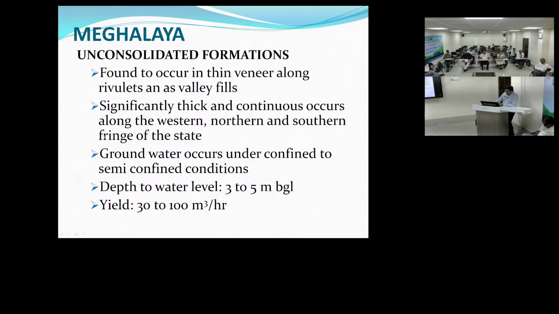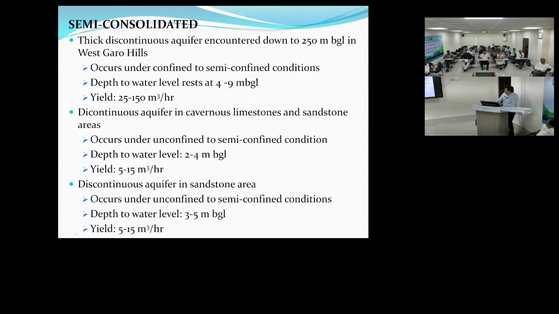So now coming to Meghalaya, the unconsolidated formation is found as a thin vein along the rivulets and the valley fields. In the valley fields, it is thick and continuous along the western, northern, and southern fringe of the state. Depth to water level is 3 to 5 meters and yield is around 30 to 100 meter cube per hour. In semi-consolidated formations, you can see a thick continuous aquifer that comes down to 250 meters in West Garo Hills.